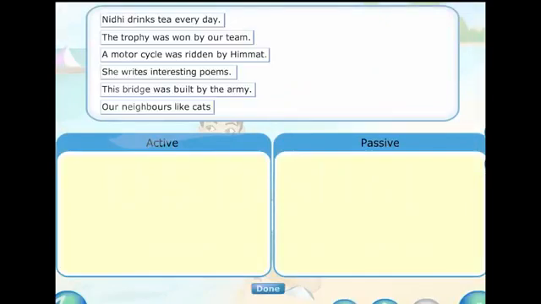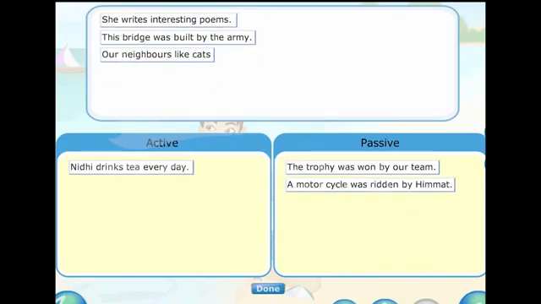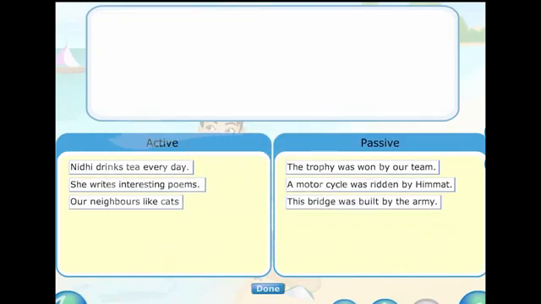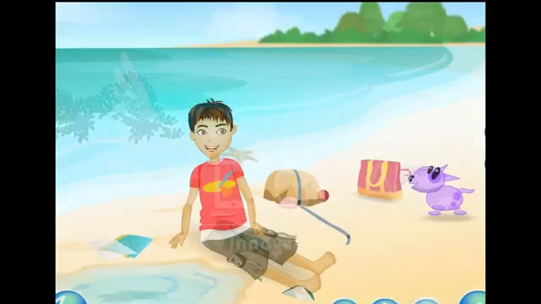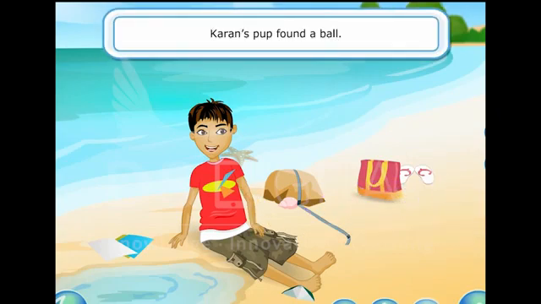Some of these sentences are in the active voice and some are in the passive voice. Drag each sentence to the correct box. Well done! These are the correctly sorted sentences. Karan's pup found a ball.